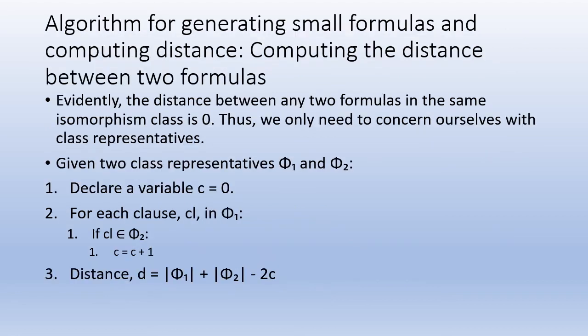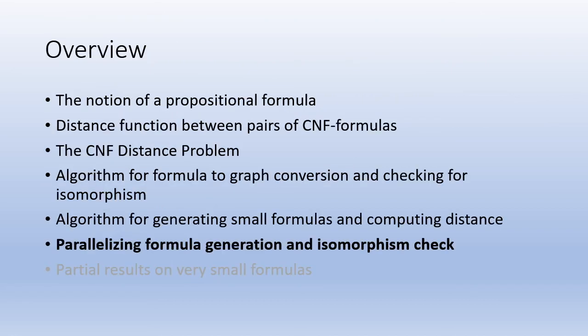We now consider a procedure for computing the distance between two formulas. Evidently, the distance between any two formulas in the same isomorphism class is 0. Thus, we only need to concern ourselves with class representatives and not the complete formula array. Given two class representatives, phi1 and phi2, declare a counter c and initialize it to 0. For each clause CL in phi1, if CL is an element of phi2, then increment the counter. Then the distance d between phi1 and phi2 will be the size of phi1 plus the size of phi2 minus 2 times c.